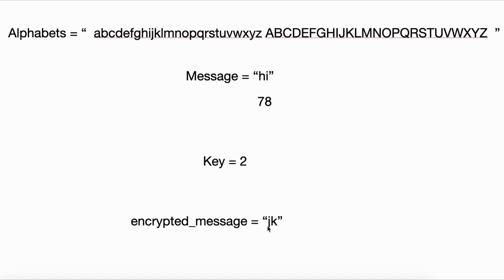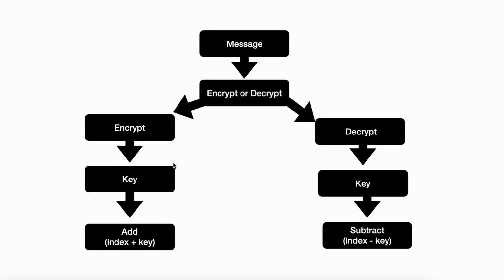So when we subtract 2 from J, which has an index of 9, we'll get 7, and K has an index 10. When we subtract the key, we get 8. So 7 and 8. When we pick the 7th and 8th character from the string, we get the original message, hi. So that will be your decrypted message. This is what I've shown in this flowchart. Based on the key, we are going to add the key to the index. And if the person chooses to decrypt a message, he has to again enter the key, and we are going to subtract the key from the index.